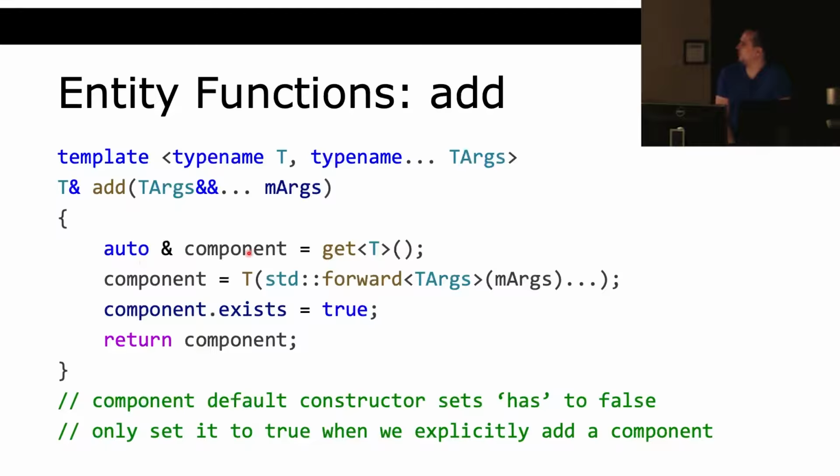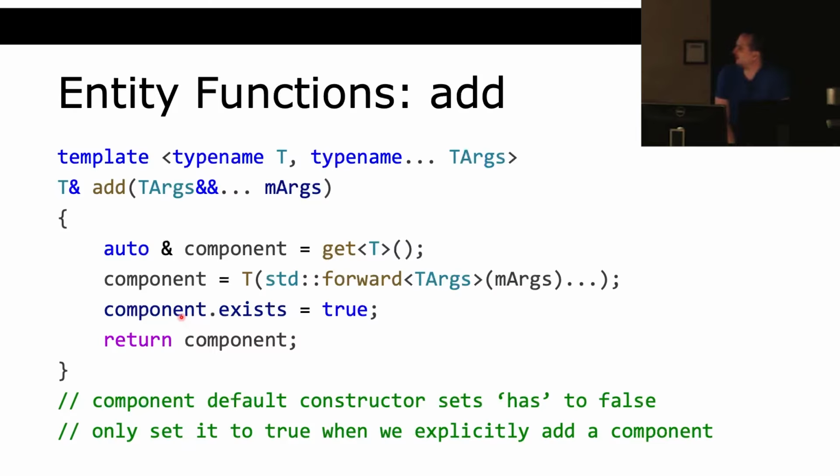So we would say auto component equals get of the type. So we've gotten a reference to that. And then component, which is now that reference, we can say, okay, call the constructor of that type and forward the arguments that we passed into the add function. So this is just a little bit of modern C++ syntax sugar to allow us to forward those arguments, and it can be arbitrary. If one type takes in no arguments and another type takes in 6 arguments, this one function will be able to forward any number of those arguments for us.